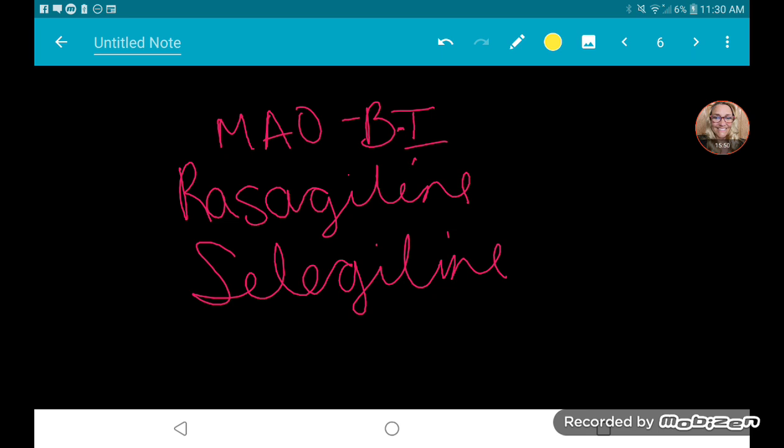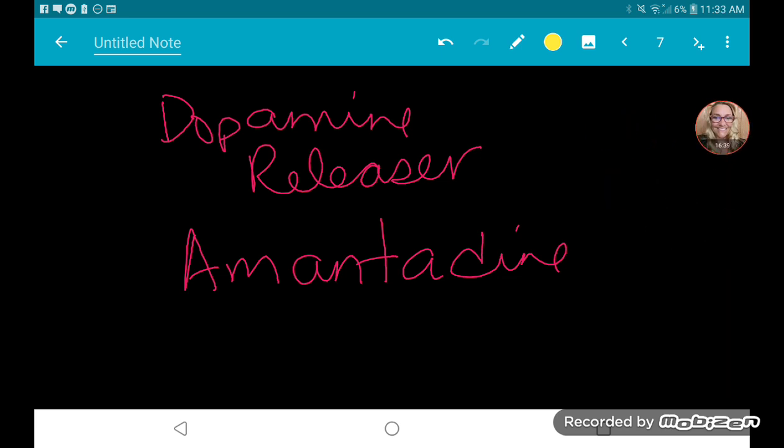So therapeutically, what are these MAOB inhibitors used for? If you said that rasagiline and selegiline, the MAOB inhibitors, are used in these newly diagnosed patients, and also for people who have kind of off times between the levodopa therapy, you're correct. All right. Another gold star question.